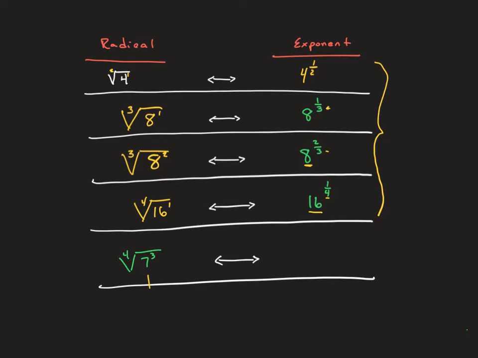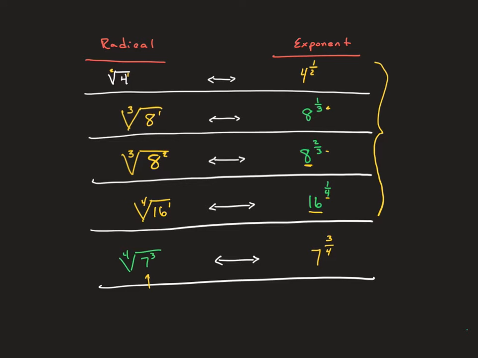But this one, however, let's just go ahead and see if we rewrite that. Remember, my radicand is going to become my new base, and then my index is going to become my denominator, and then the power of my radicand is going to become my numerator. So that is converting back and forth.